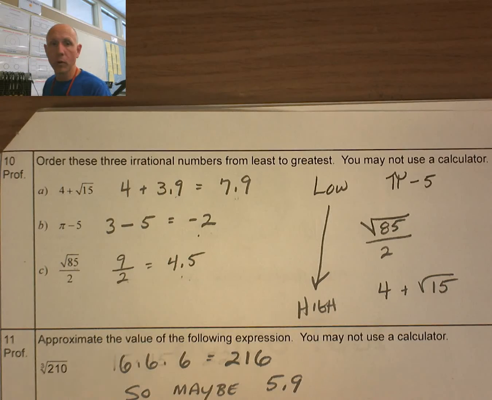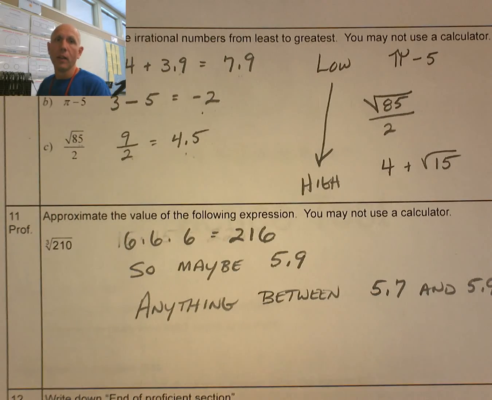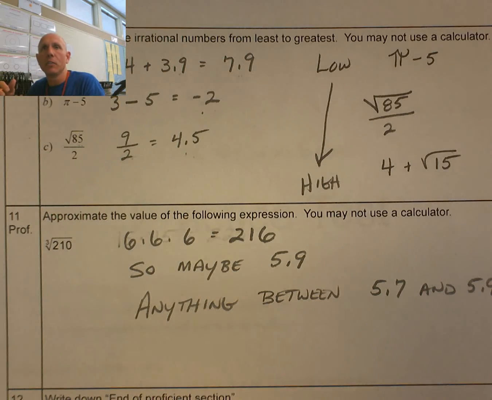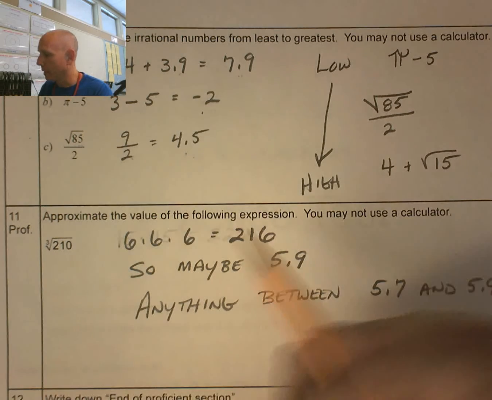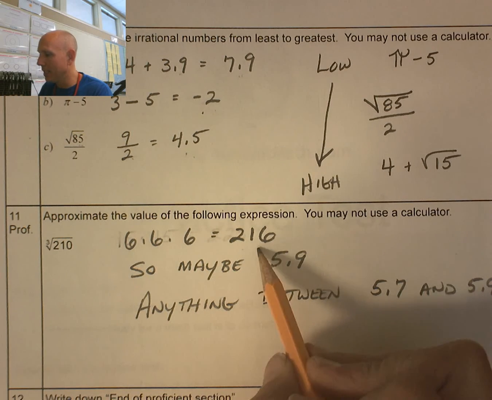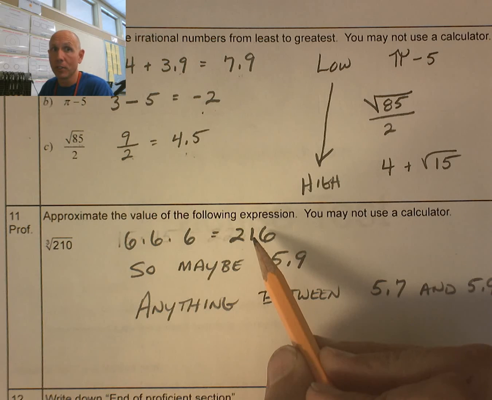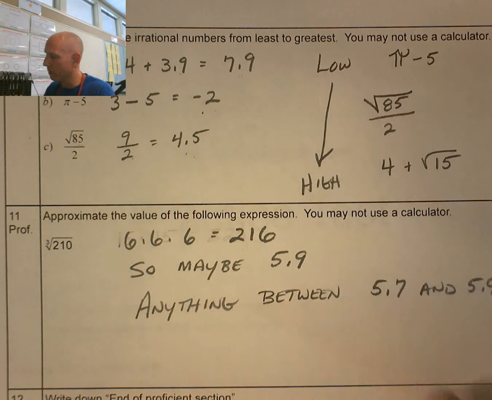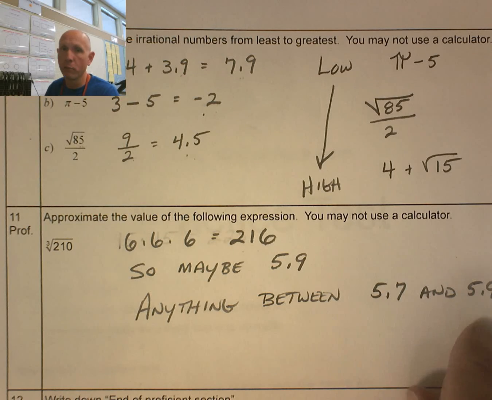Cube root of 210. All right, so I'm just going to start playing with the numbers. I go 5 times 5 times 5, and that gives me 125. So I've got to go bigger than that. 6 times 6 times 6 is 216, so it's right around the cube root of 216. So it's a little bit less than that, so maybe about 5.9. I'd say anything between 5.7 and 5.9 is a good answer.